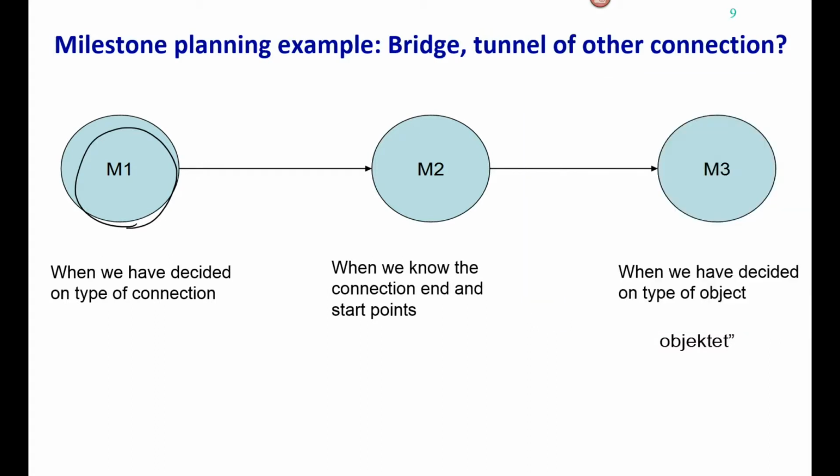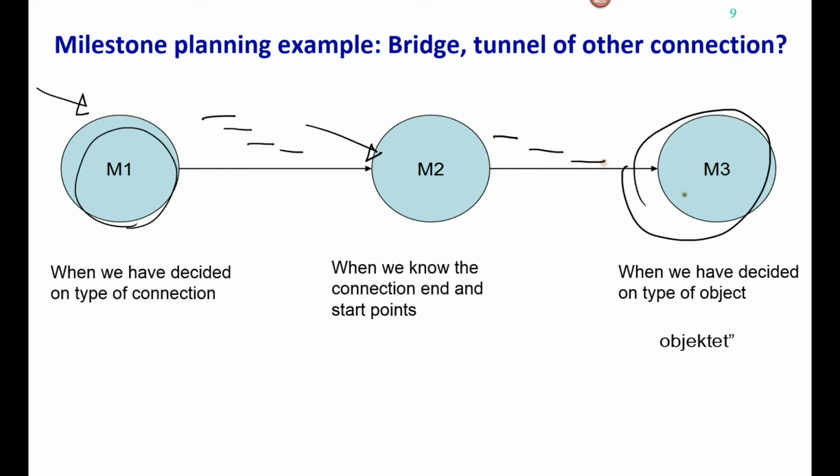we will decide the type of object, the type of possible tunnel, the type of possible bridge, the type of possible ferry, etc. And it's first when we reach this point that we actually can start planning a concrete bridge building or tunnel building project. While up to here, for instance, we could plan the activities needed to reach this milestone, and when we reached that milestone we could plan the activities needed to reach the next milestone, and so on, so forth.